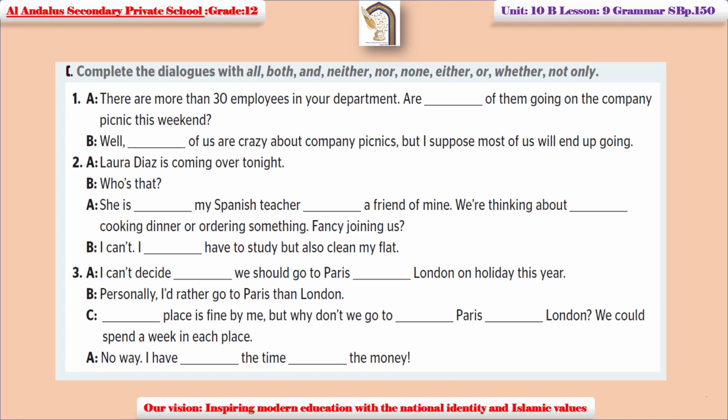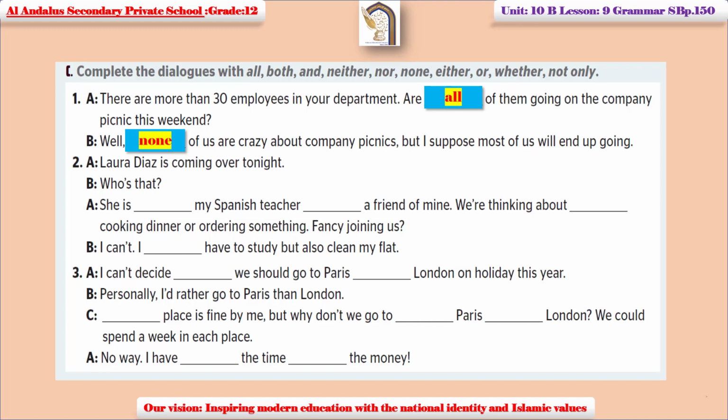Let's start with the first conversation. There are more than 30 employees in your department. Are all of them going on the company picnic this weekend? Very good. Well, none of us are crazy about company picnics. Brilliant. None of us are crazy about company picnics, but I suppose most of us will end up going.